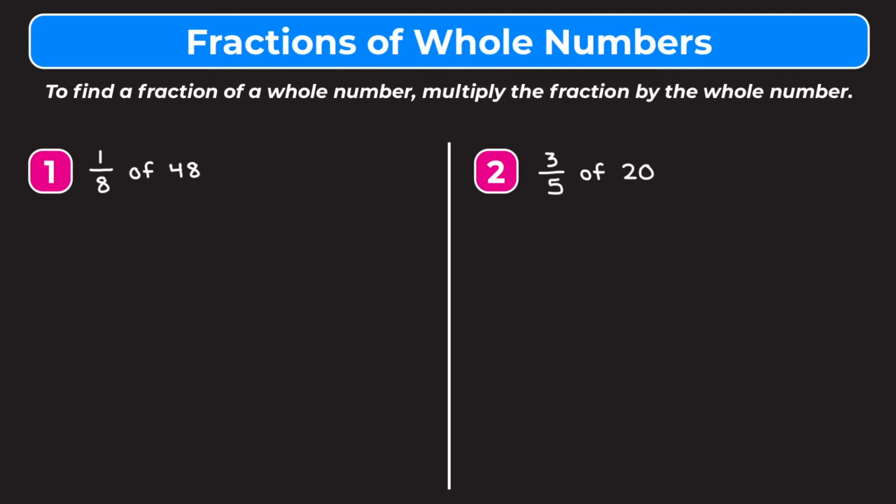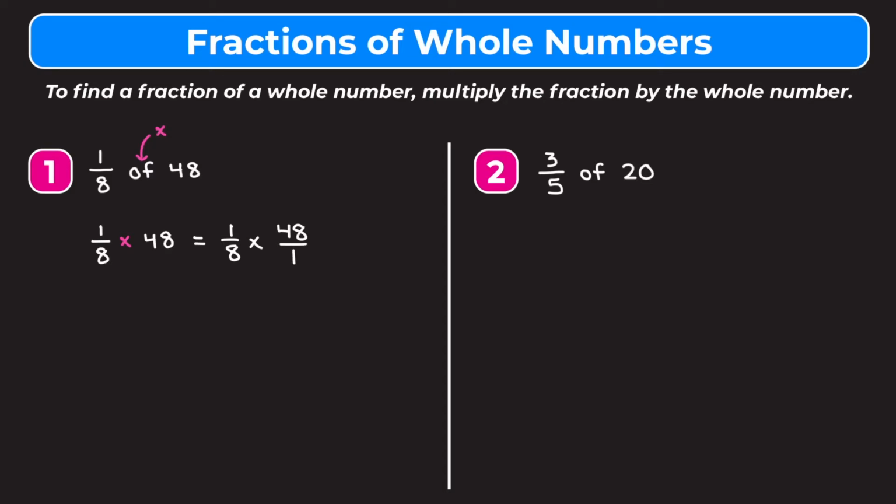Like I just said, "of" in math means multiplication. So we're just going to take our number, 1/8, and instead of "of", we're going to replace that with a multiplication sign, and then we have 48. So we're really just going to multiply 1/8 by 48. When we multiply a fraction by a whole number, we have to turn the whole number into a fraction, and the way we can do that is by putting it over 1. So 48 is the same as 48 over 1.